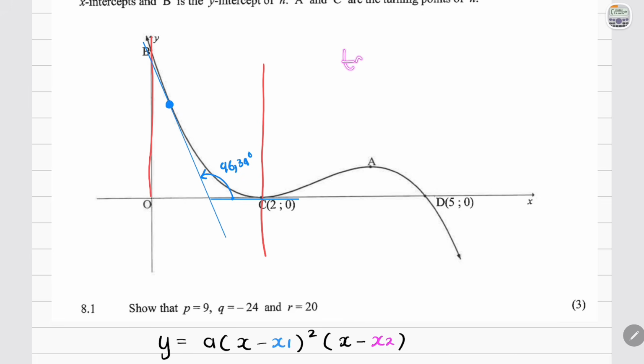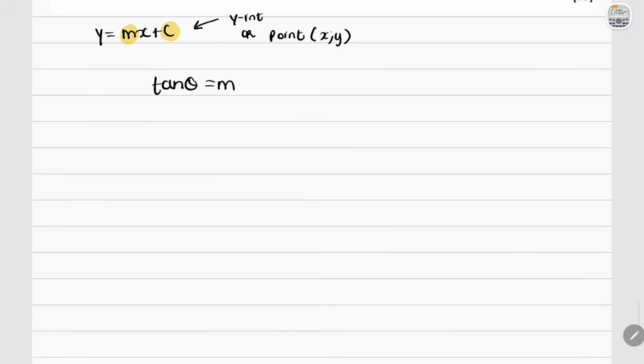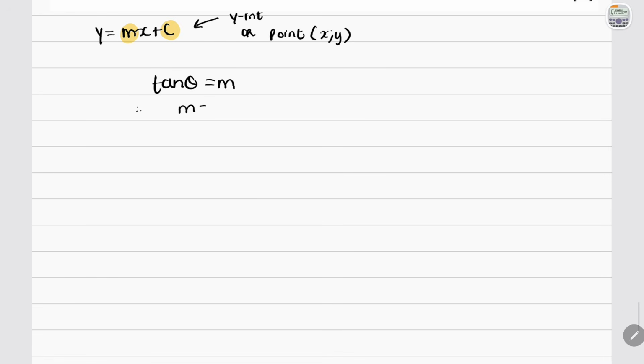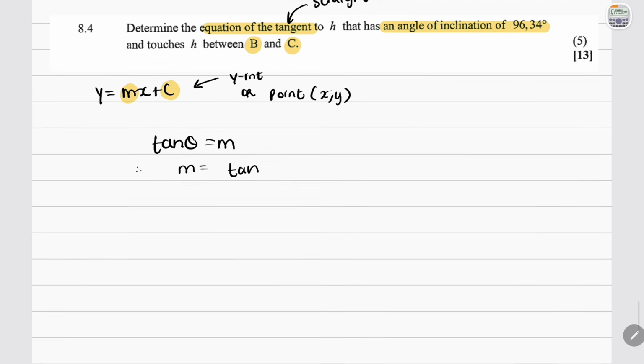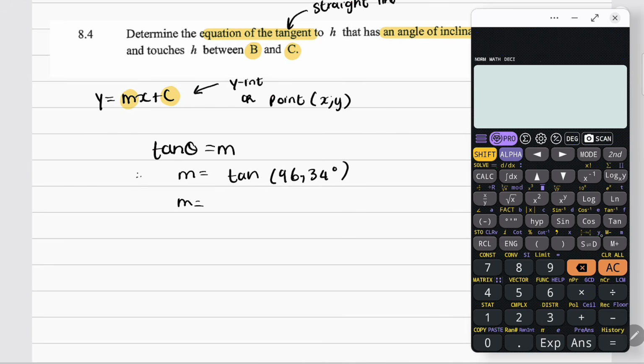You use this equation, tan theta is equal to the gradient. Okay, so we have tan theta equals m. So we're trying to find that gradient, and so we'll say the gradient. To find the gradient, we say tan of that angle of inclination, which we know is 96.34 degrees, and let's find this angle. Okay, on your calculator, remember you're not saying shift tan, it's just tan 96.34. And then do you see what it is?